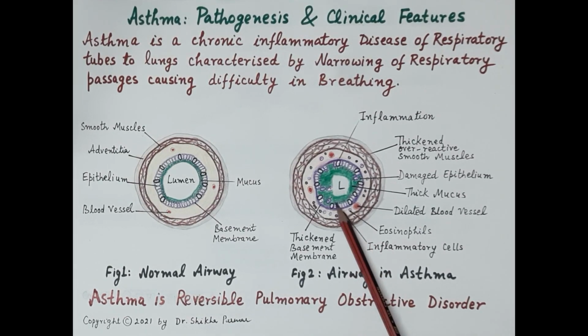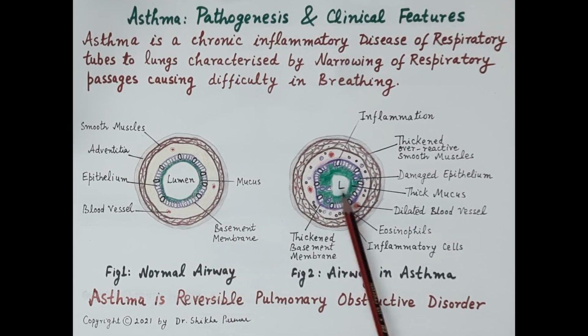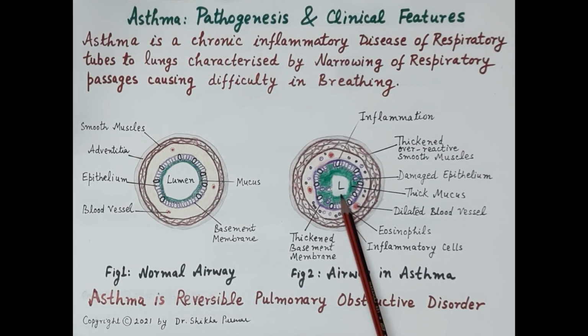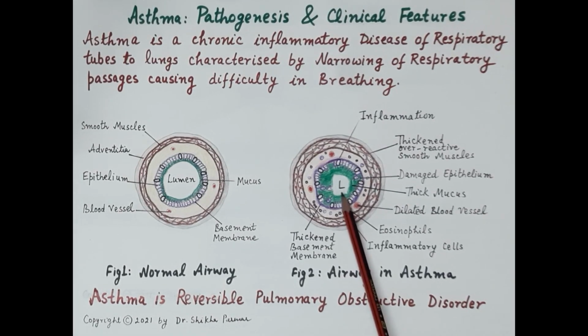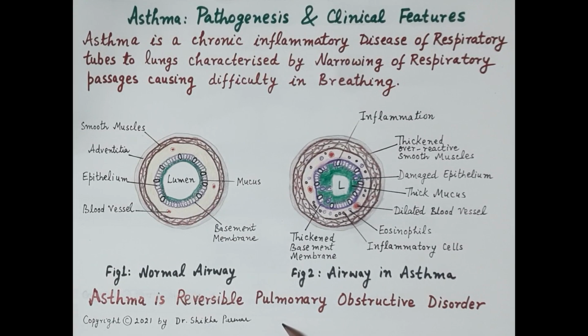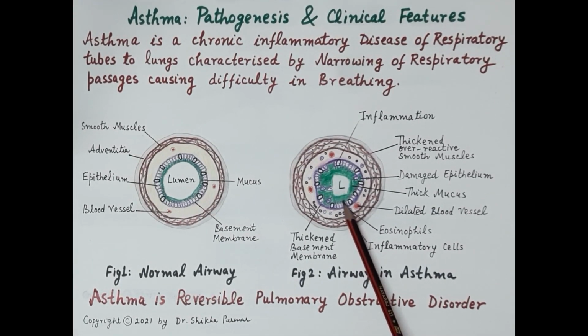Mucus here is shown in green color. So there is excess secretion of mucus, which further reduces the size of the lumen. Compared to the lumen in a normal airway, the lumen in an inflamed airway, or the lumen in asthma, is reduced. There is a reduction in the size of the lumen. And therefore asthma is a chronic inflammatory disease of air passages. There is narrowing of the lumen, and therefore there is difficulty in breathing.